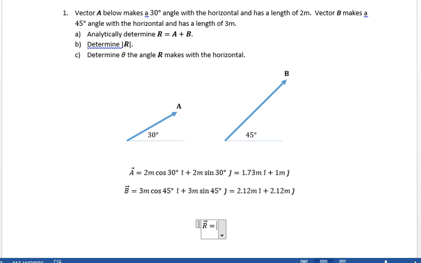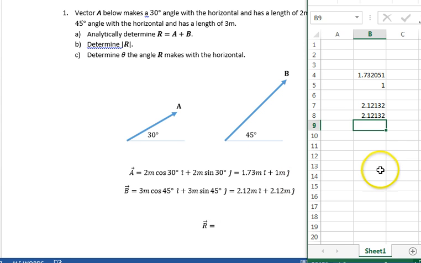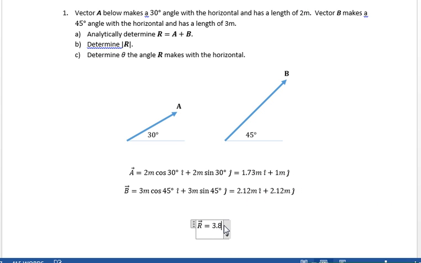And so 2.12 plus 1.73, right? So the x components added together and the y components added together. So we have 3.85 and 3.12. 3.85 meters I hat plus 3.12 meters j hat. That is analytically, that is R. Okay, so this was part A.